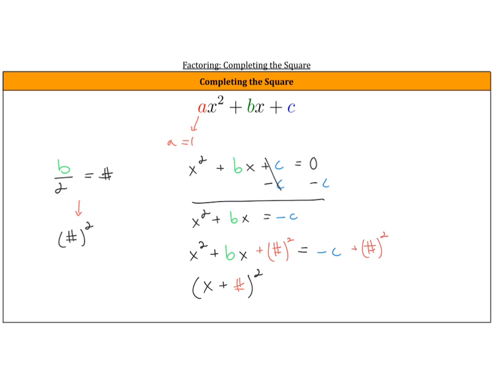This of course is going to be equal to negative c plus our number squared on the other side. Then in order to finish this, you would take the square root of both sides of the equation to cancel out the squaring, and then continue solving for x. And that's how we complete the square. Now, I know it looks a little bit funny with all these symbols. Let's use an example to demonstrate how to do this.